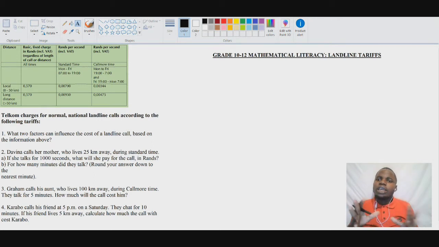So the phone call has factors that affect the pricing or the cost. Number one, it depends on the distance that you're calling someone. If you're calling someone local, the cost will be much cheaper compared to calling your friend in Australia or your friend in the USA, right? It will be much more expensive. So the distance influences your cost.